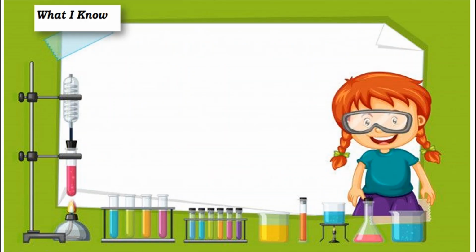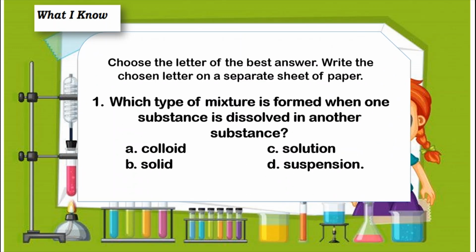Okay, in your module, What I Know, are your module answer sheets and ballpen ready now, children? Because we're going to answer the 10 questions in What I Know. The direction for these questions is: choose the letter of the best answer. Write the chosen letter on a separate sheet of paper. Number 1. Which type of mixture is formed when one substance is dissolved in another substance? A. Colloid, B. Solid, C. Solution, D. Suspension. Answer is solution.